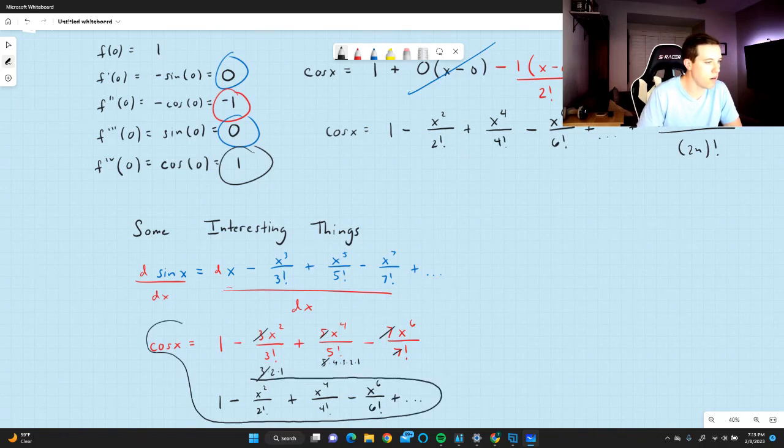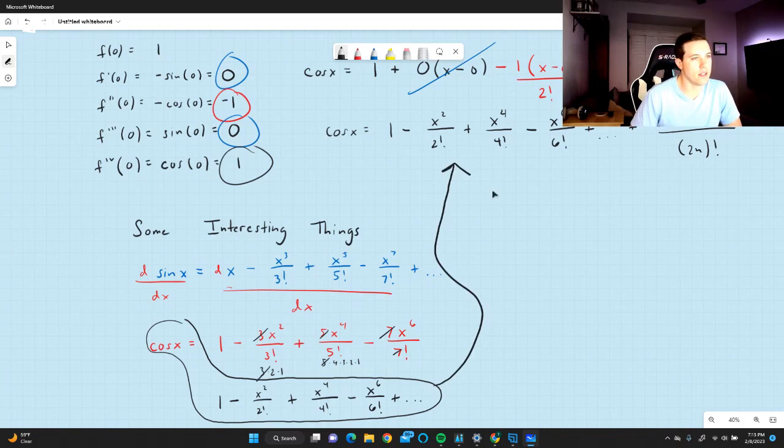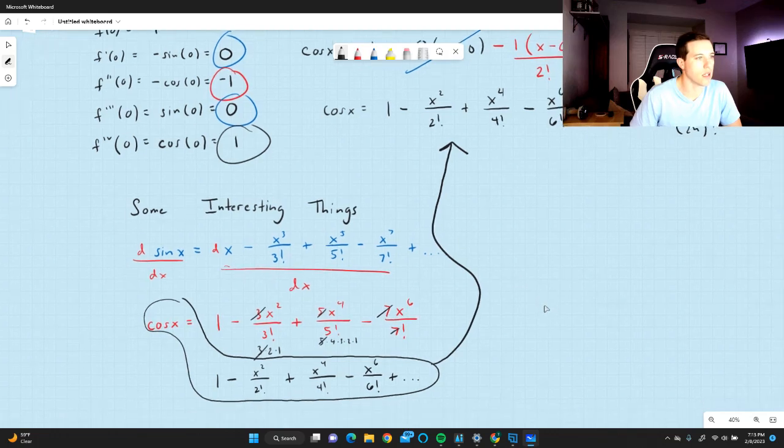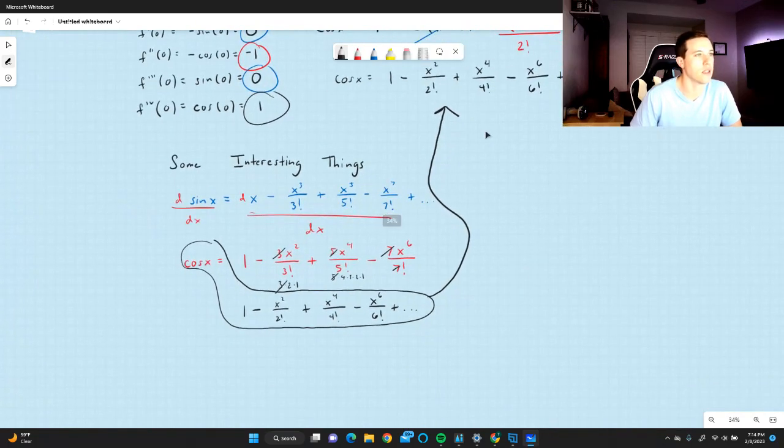But wait, didn't we already do that? Does our answer match the answer we just found a second ago? It does. So it's not just a coincidence. This new language, everything works that worked in our old language. This really does represent cosine of x. This infinite series is exactly equal to cosine of x. It converges to cosine of x. This Taylor series converges to this function.